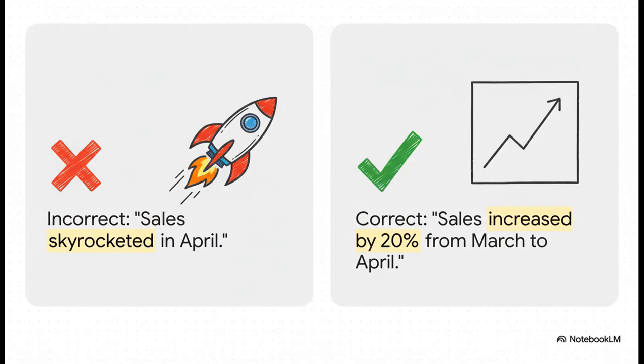Okay, this first one is huge. You have got to avoid subjective or overly emotional language. Saying, sales skyrocketed might sound exciting, but it's not actually an objective description, is it? The key here is to just stick to the facts. So the correct way to say it is, sales increased by 20% from March to April. You want to be a reporter here, not a cheerleader.